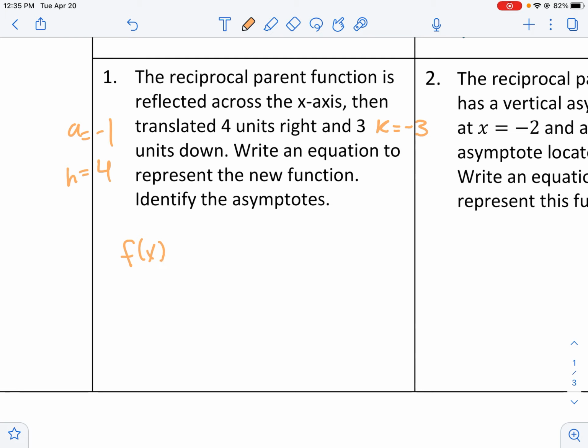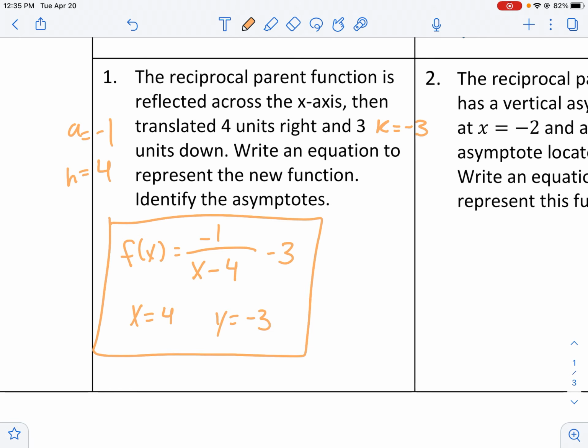So when we write this, it's f of x is equal to, and then our a value is -1, divided by x minus h, so x minus 4. And then plus k would be plus negative, or you can just say -3. The vertical asymptote is x equals 4, and the horizontal asymptote is y equals -3.